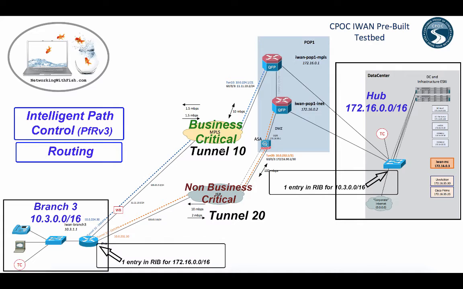Now, how do we use tunnel 20 to get to 172.16.0.0/16 if it's not in the RIB? Well, that's pretty much what intelligent path control comes in for. So if we actually do intelligent path control, we can use that not only for the business critical, the EF, the AF41, the AF31, or whatever you decide. You can, of course, also do NBAR2, network-based application recognition.